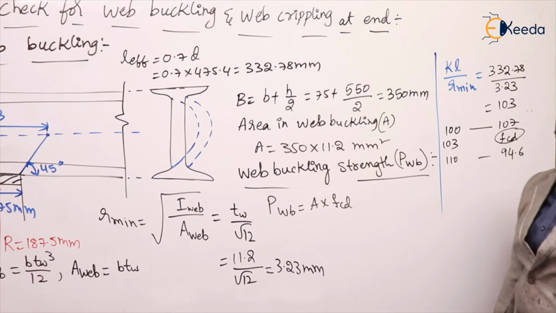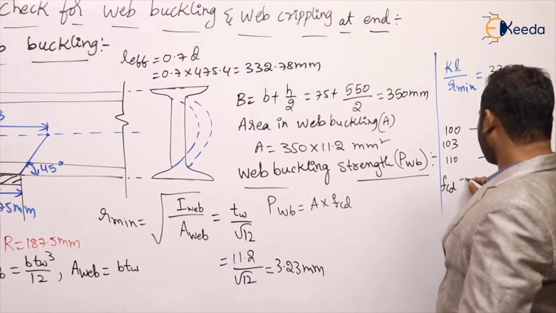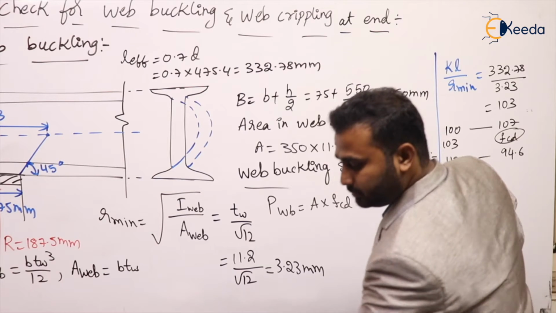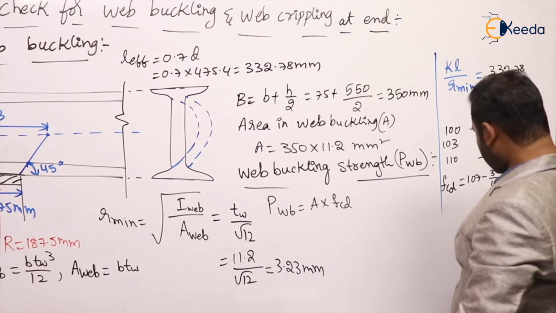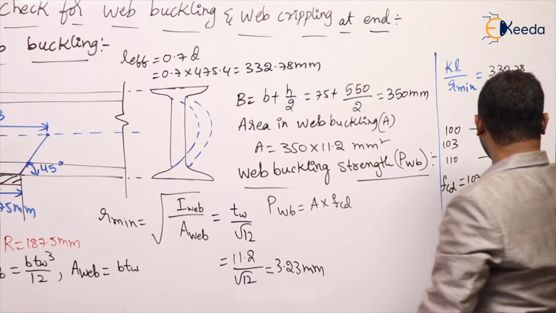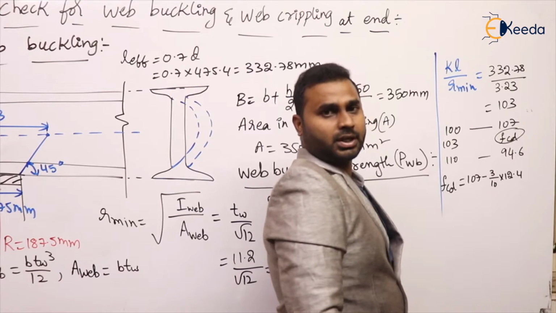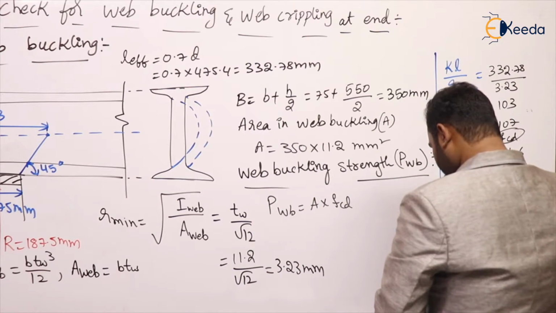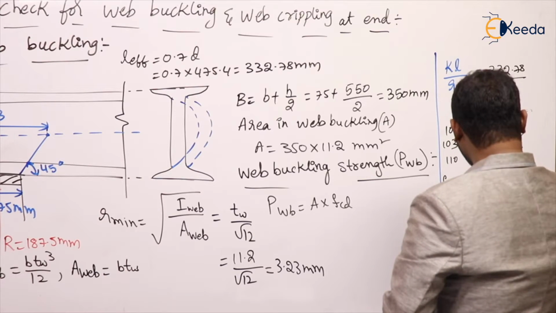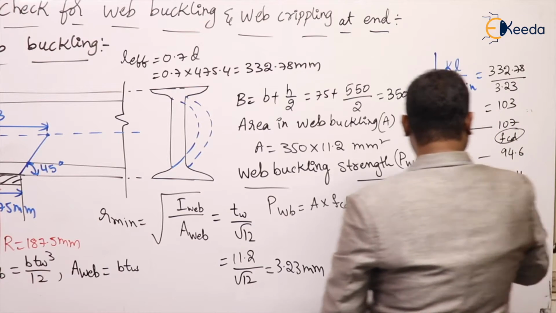Now this FCD is calculated by linear interpolation. FCD is equal to 107 minus 3 by 10 into 12.4. So simply I have written the interpolation here. So now FCD comes out to be 103.28 MPa. So this is the value for FCD.